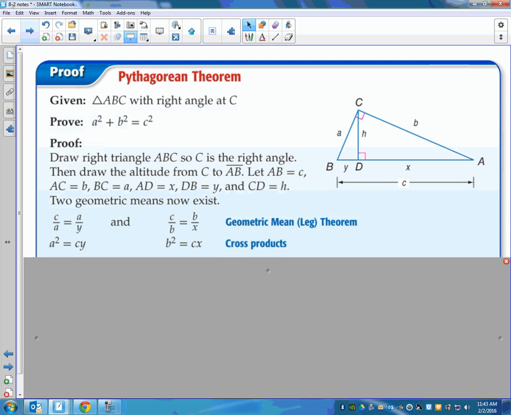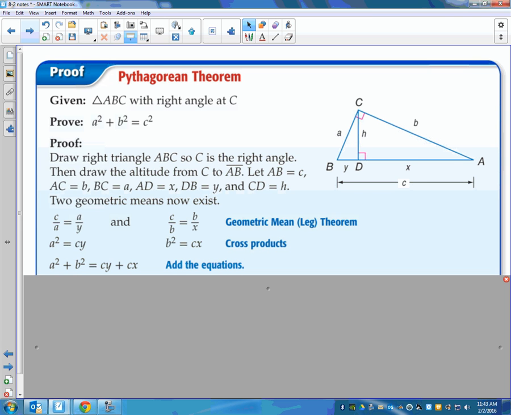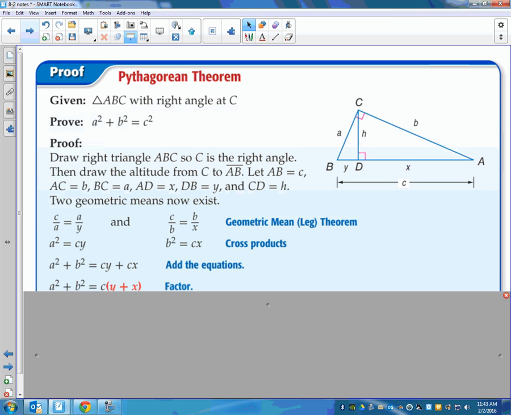Most of the other proofs I've ever seen with Pythagorean theorem use area, like what you did with Miss Bai. But this one says, what if we add these together now, right? What if I said A squared plus B squared? A squared plus B squared equals, and I add these two sides together, CY plus CX. Kind of like when you add two equations for elimination. So I factor a C out of that.